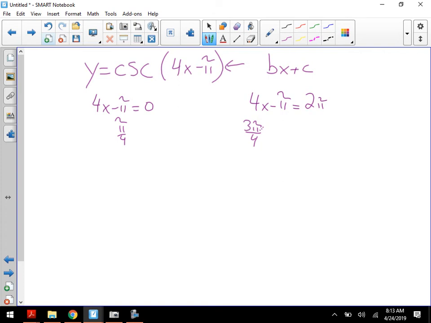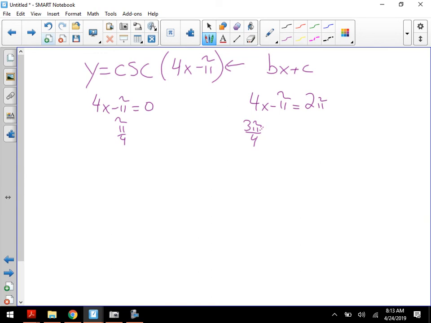When you're using the bx plus c, you're going to set it equal to 0, and then also to 2 pi every time. Yep. That'll give you your starting spot of the period and your ending spot for the graph, because we're only going to graph one period.